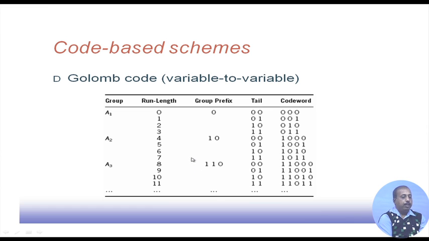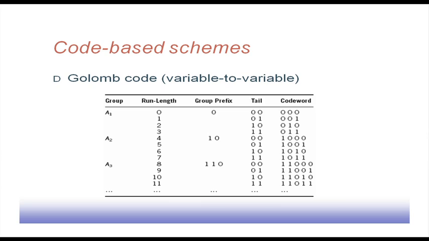So, when the run lengths are small, the group prefix is also small, so it saves bits in the group prefix, and the tail part is of course the same for all the cases. If a pattern has a longer run length, then this will lead to savings.